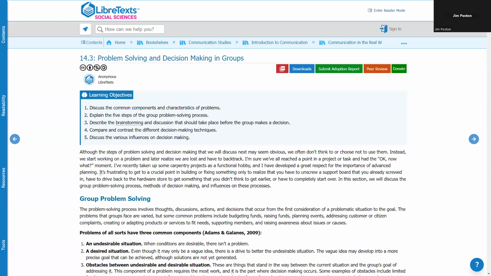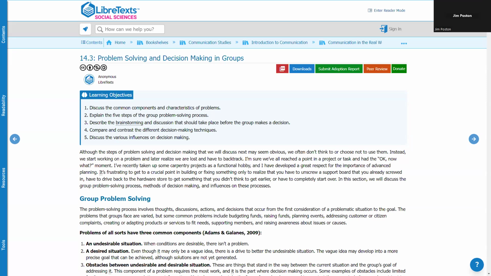14.3 Problem solving and decision making in groups. Learning objectives. Number 1, discuss the common components and characteristics of problems. Number 2, explain the 5 steps of the group's problem solving process. Number 3, describe the brainstorming and discussion that should take place before the group makes a decision.